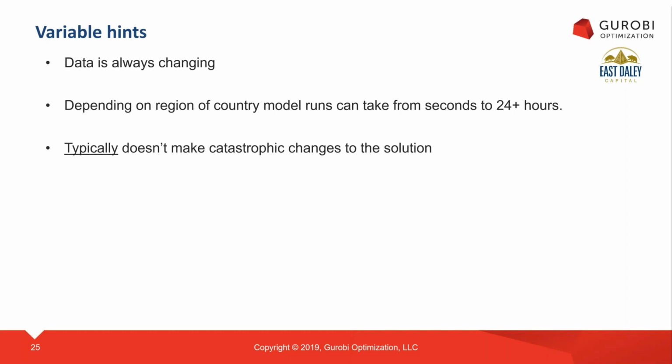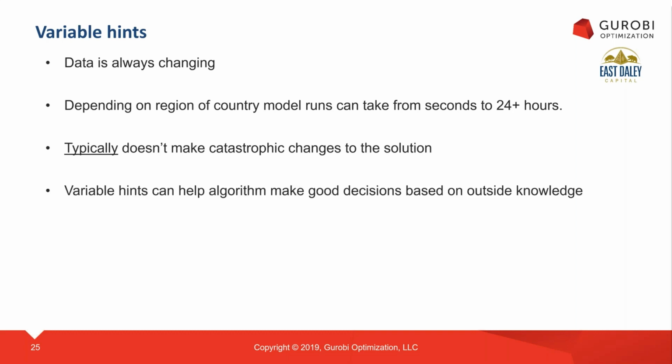Every time we run the model, we don't get a completely new reallocation of wells to systems. It's a few hundred wells here or there that shift based on our new facts. So is there any way that we could feed our existing solution back into the new problem to help make it run better? Yes, that's variable hints. Variable hints can help the algorithm make good decisions based on outside knowledge. It can suggest this as a possible starting solution, or as it's progressing, it can help determine bounds and different things like that. And it drastically reduces the time required to update models with new data.